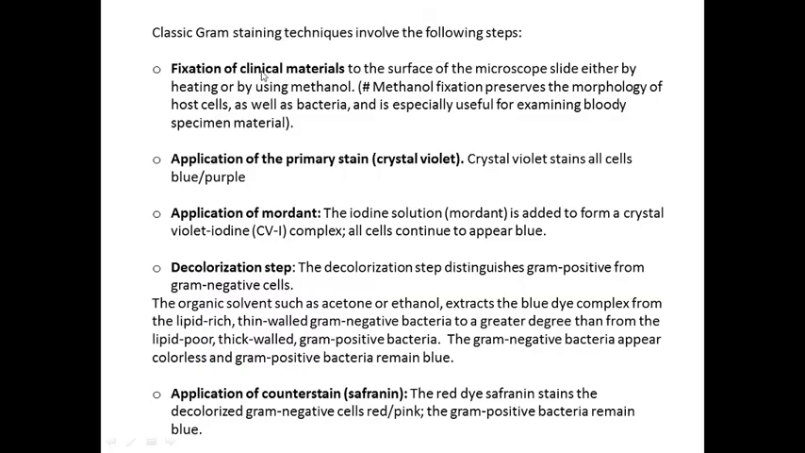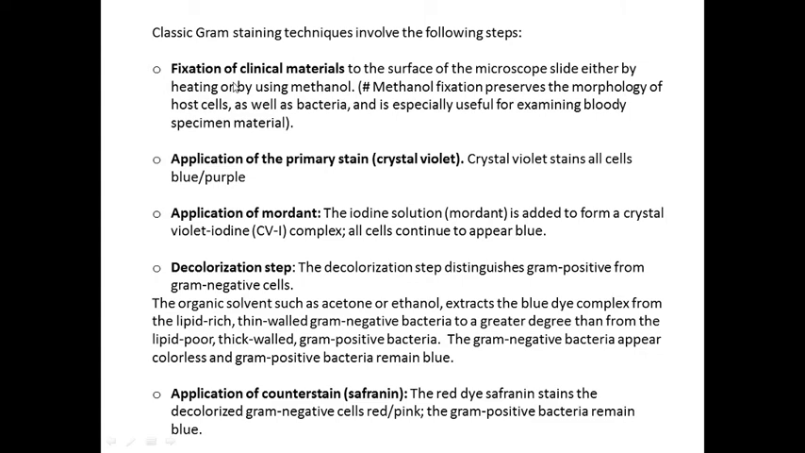Now the detailed procedure of the gram staining. First of all, fixation of the clinical material to the surface of the microscope slide. So what we do, first of all, we prepare the smear under aseptic conditions, means you take a sample or a bacterial suspension. Then with the help of a sterile nichrome wire loop, you prepare a smear on a clean and grease-free glass slide. Then the fixation: after preparing the smear, you air dry it and heat fix it, means just pass the slide through the flame 2 to 3 times.